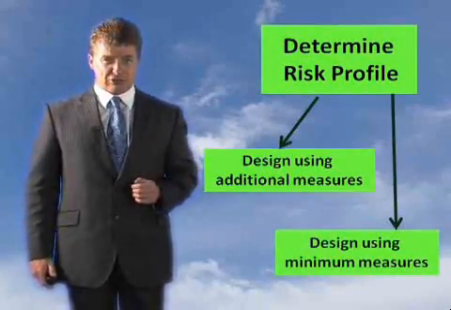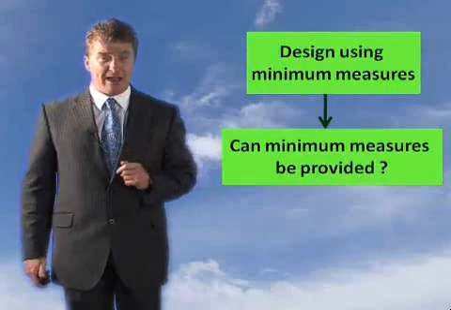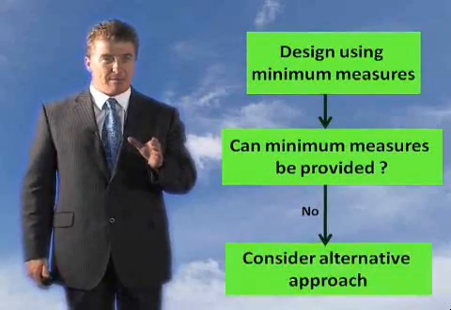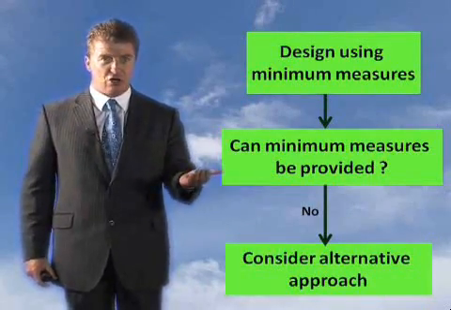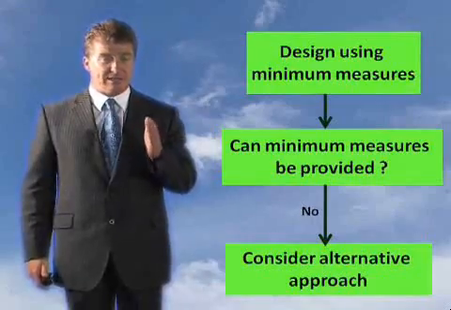What might you try first? You might try and get away with the minimum measures. Right, what you ask yourself is, can the minimum measures be provided? Now, if you can't meet the minimum measures, you can't use the code. You need to consider an alternative approach. However, this is not the case for listed buildings.